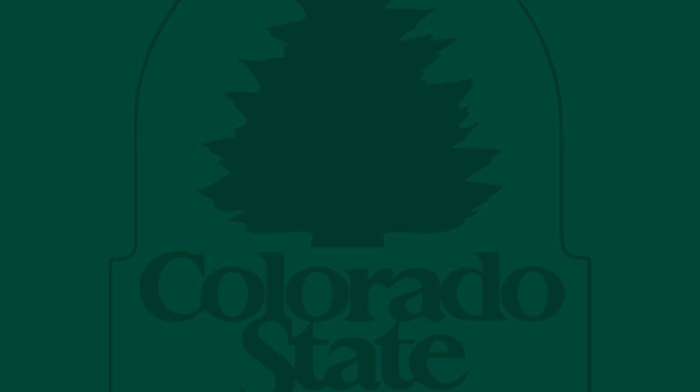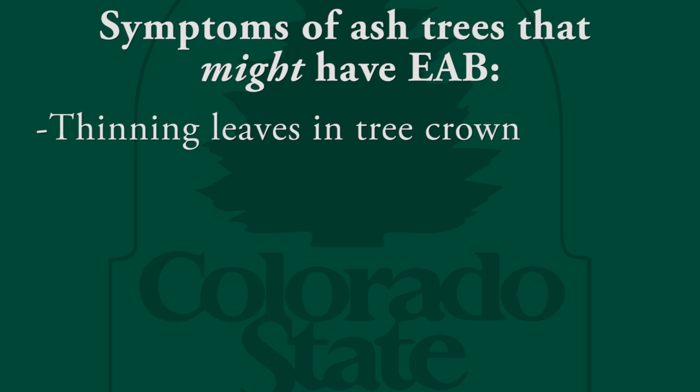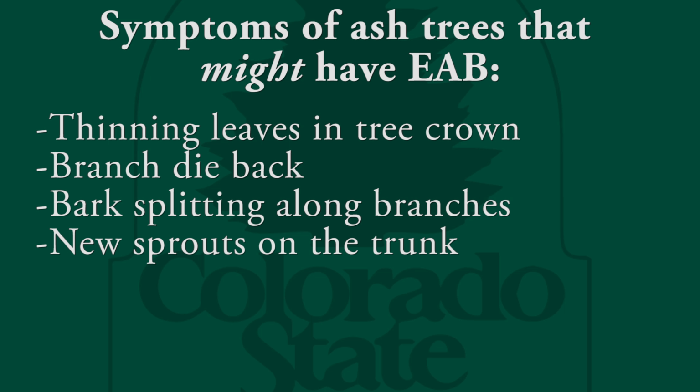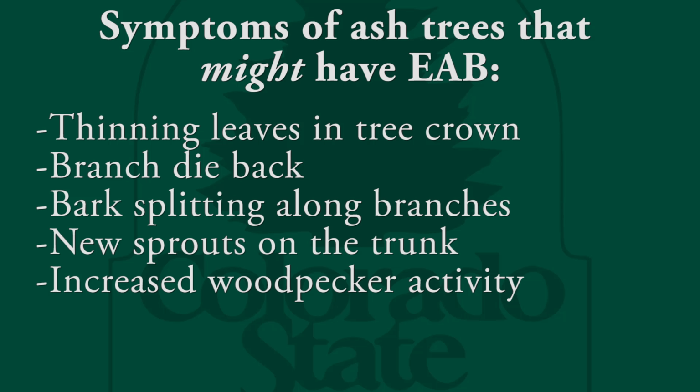So to recap, your tree might have emerald ash borer if you see thin leaves at the top where the crown has thinned out, you see individual branch dieback, you see bark splits on some of the branches, or if you see shoots arising from the main portion of the trunk or from the larger branches of the tree, or if you see increased woodpecker activity.